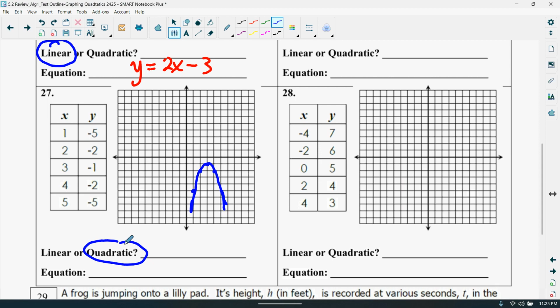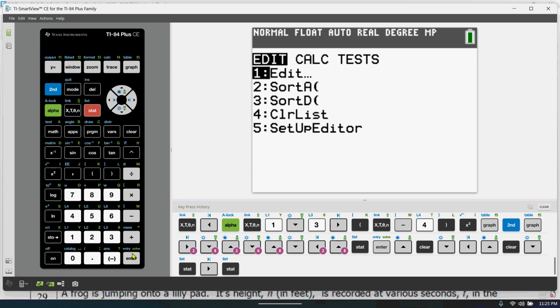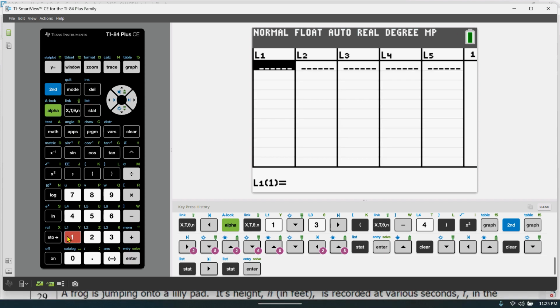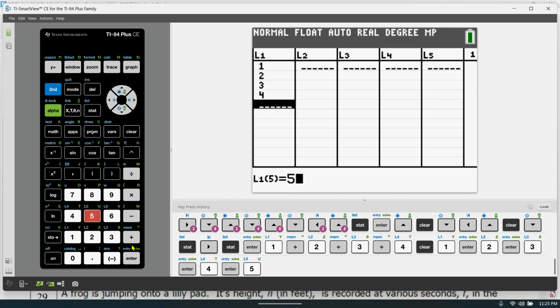So what we're going to do is we're going to put our points in our stat, our list 1 and list 2 on the calculator. Just remember, X is always your list 1, Y is your list 2. So we're going to go to the calculator, go back to stat, hit edit, enter. All right, so we have 1, enter. I think that's right. 2, enter. 3, enter. 4. Oops. Oh, sorry. It's not entering. 1, enter. 2, enter. 3, enter. 4, 5, enter.